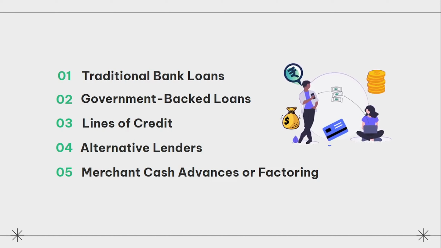Lines of credit are flexible credit lines that allow businesses to borrow up to a predetermined limit. For alternative lenders, these are non-traditional lenders that often have faster approval processes. For merchant cash advance or factoring, it is all about advances based on future credit card sales or accounts receivable.